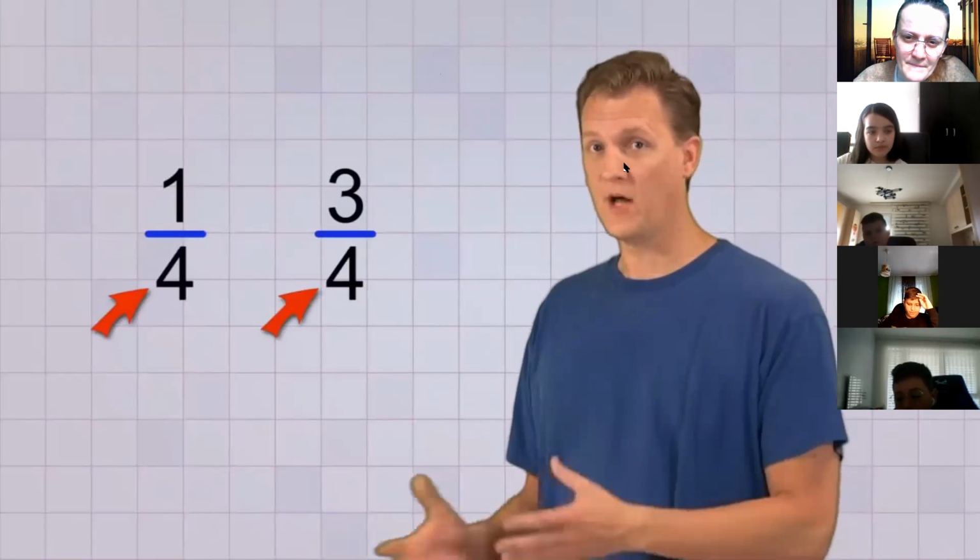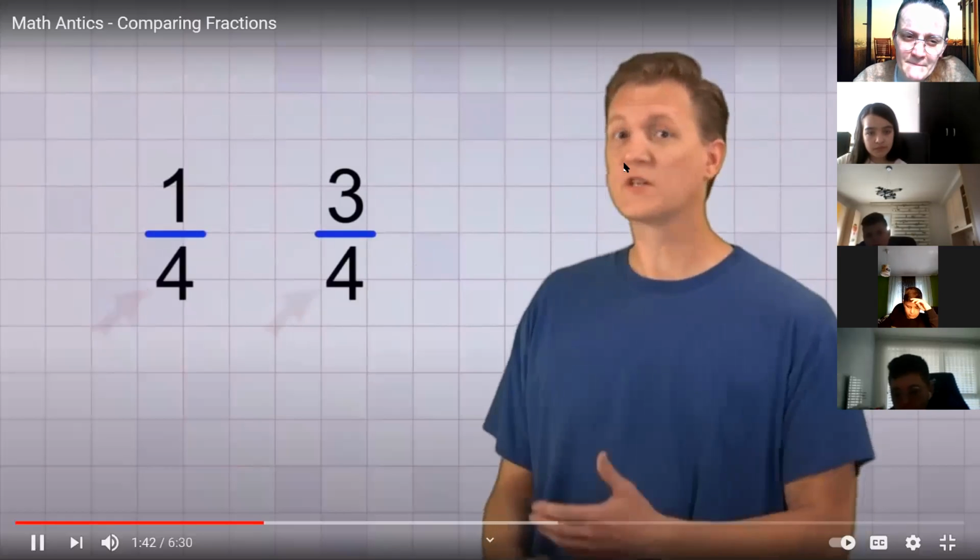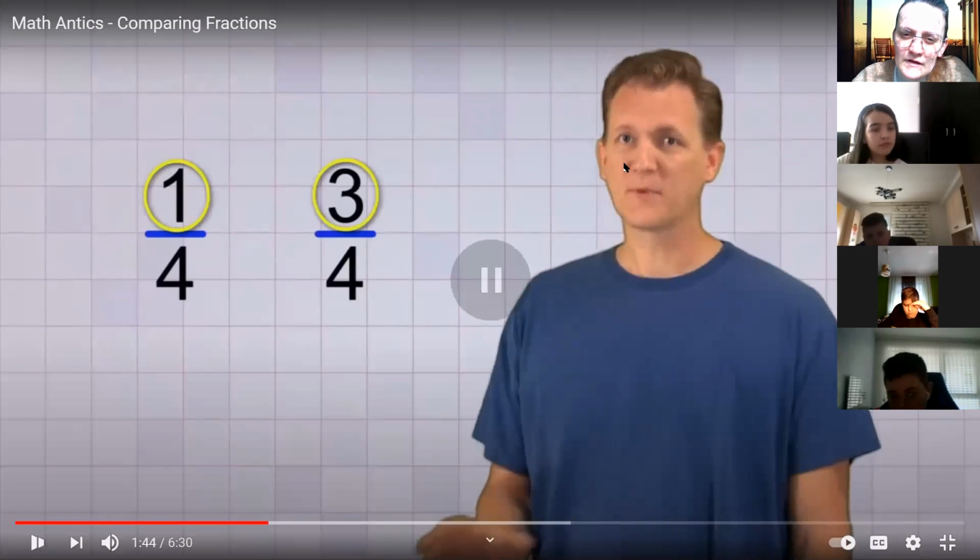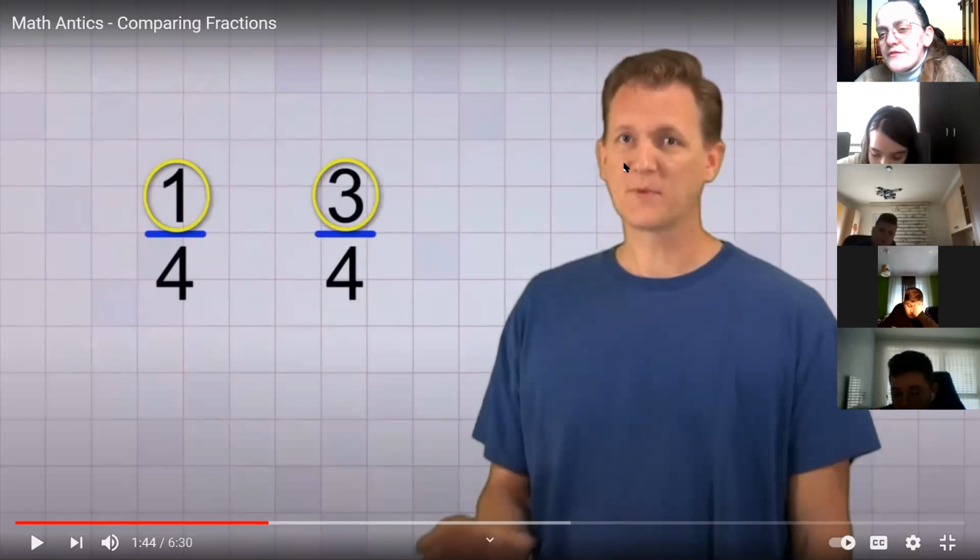The first method is called cross-multiplying, and it takes advantage of the fact that it's easy to compare fractions with the same bottom numbers. If two fractions have the same bottom numbers, then we can just compare the top numbers. So if we have the same denominators, we only check the numerators. Whichever numerator is bigger, that fraction is bigger. This is the first method to compare fractions.